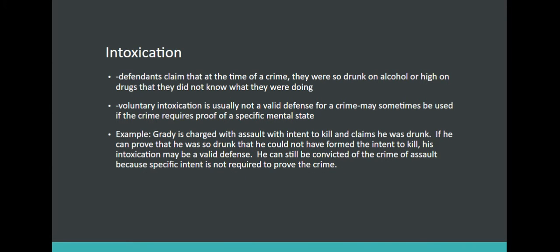An example. Grady is charged with assault with intent to kill and claims he was drunk. If he can prove that he was so drunk that he could not have formed the intent to kill, his intoxication may be a valid defense. He can still be convicted of the crime of assault because specific intent is not required to prove the crime, but he cannot be charged with assault with intent to kill. Okay? That's what we're talking about. That you were so drunk or high at the time, you did not know what you were doing. Okay? That's what intoxication is.